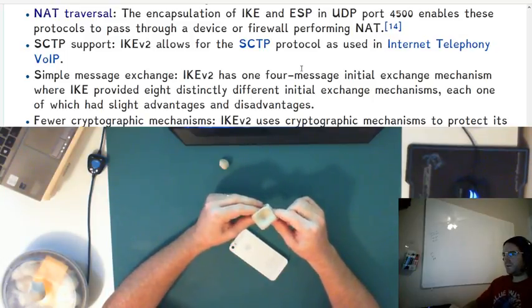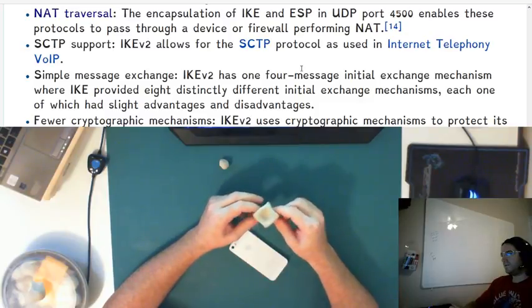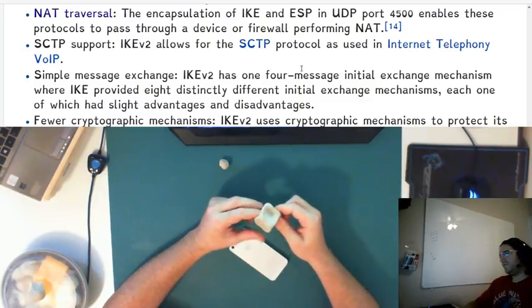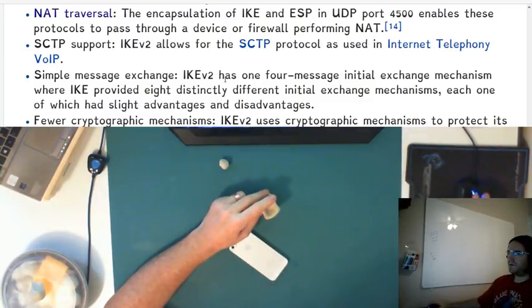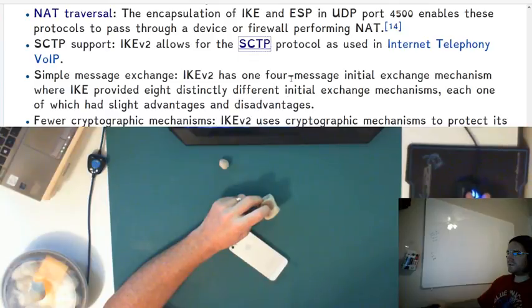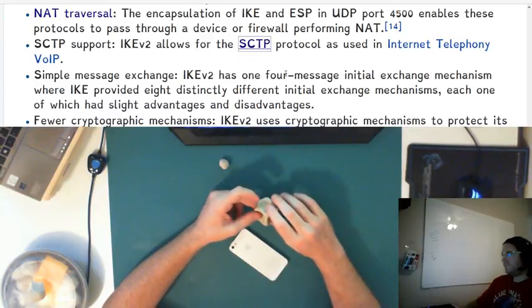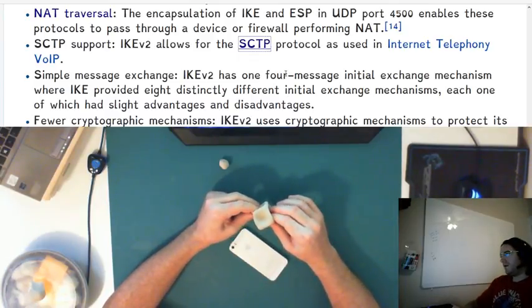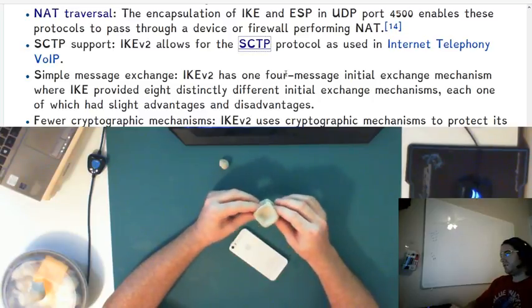SCTP support. IKEv2 allows for the SCTP protocol, Stream Control Transmission Protocol, as used in Internet telephony, VoIP.